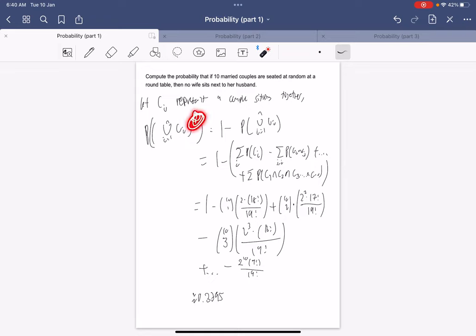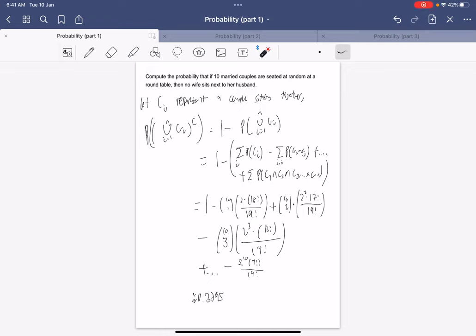And so by the operation of the complement, it is 1 minus away the probability of this grand union. And this grand union can be equal to the sum of all the events minus away the sum of the 2 event intersections plus the sum of the 3 event intersections and all the way. And because they are all symmetric, all the same, you can just take 10 choose 1 times the event of one of the couples sitting together, which is 2 times 18 factorial over 19 factorial. You can review our combinatorics videos so that you can understand how I get all these results.